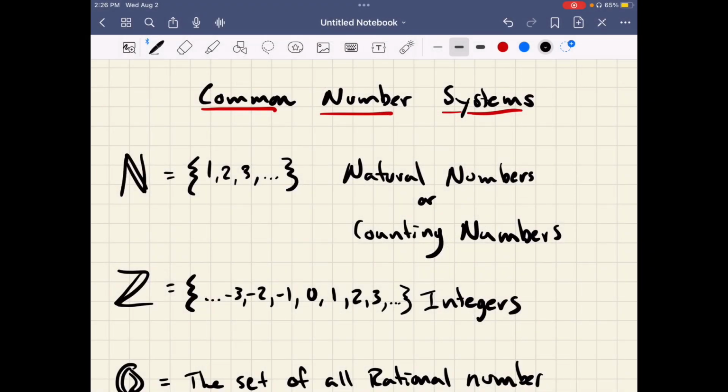In this video, we're going to talk about some common number systems. So for example, if I were to say, hey, what are the counting numbers? You'd probably start with 1, 2, 3, 4, and keep counting, right? Those are the counting numbers, also what is commonly known as the natural numbers.